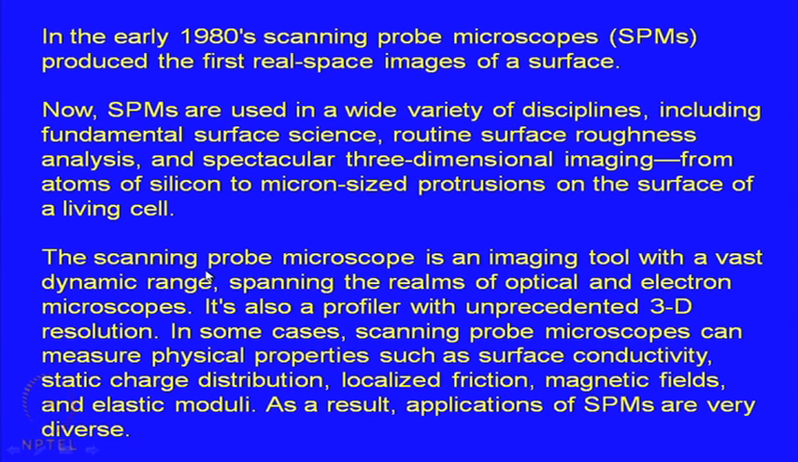Okay. In the early 80s, scanning probe microscopes were first introduced, and they were able to produce the first real space images of a surface. What is a real space image? It is essentially a 3-dimensional image of a surface, so that you do not see only the lateral structures or measure only the lateral dimension of the structures, but you also get true information about the feature height.